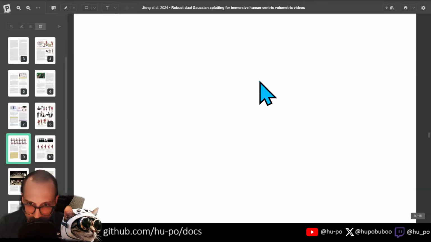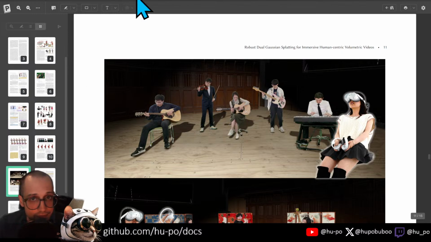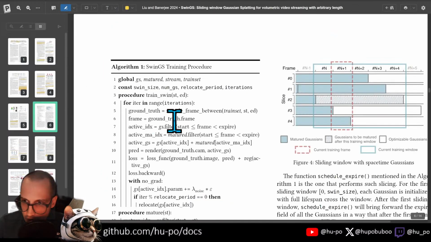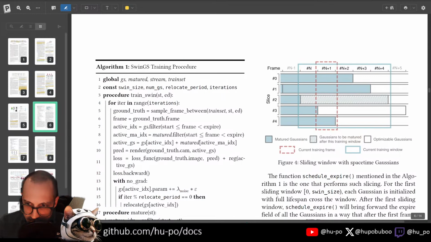So when I think about the future where we're all sitting there in these VR headsets exploring these virtual volumetric worlds, I feel like Gaussian splats are the perfect primitive for that. And all these papers are kind of pointing in that direction. Sliding window with space-time Gaussian.